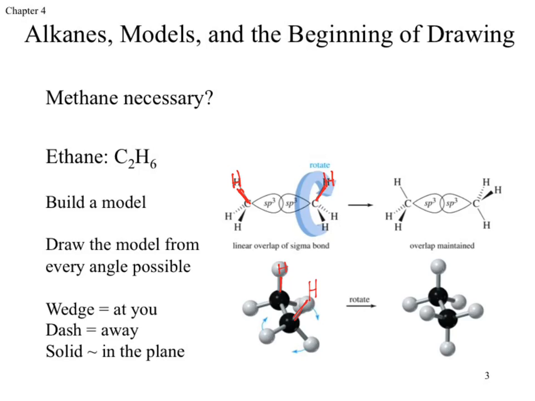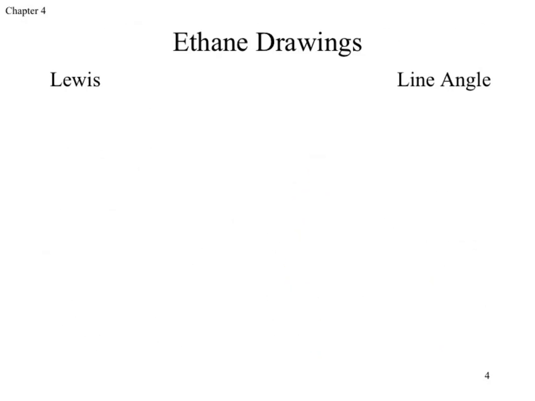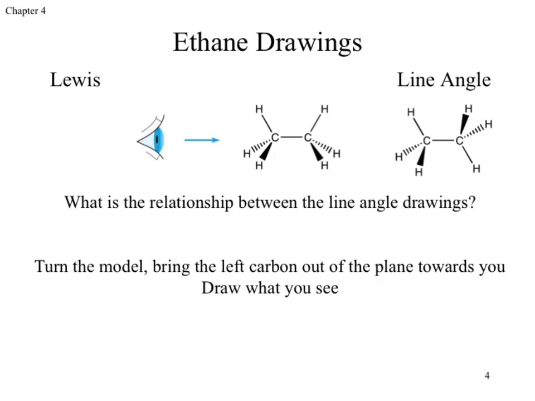Okay? So what we want to do is come up with another way to draw this structure, or this relationship, so that we can see it a little bit better. So what we're doing is taking a look at our eyeball now. It's a good thing I actually had the image here. And we're now looking down that bond. So what I'm asking you to do is take this carbon on the left, and I want you to pull that out of the board and aim it directly at yourself. Okay? And now we want to draw what we see.